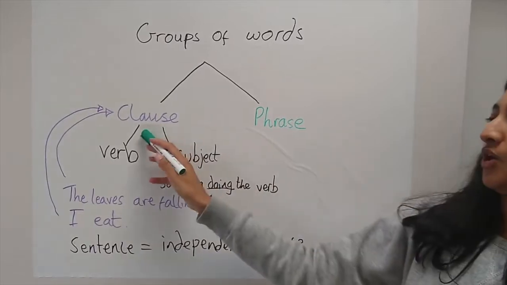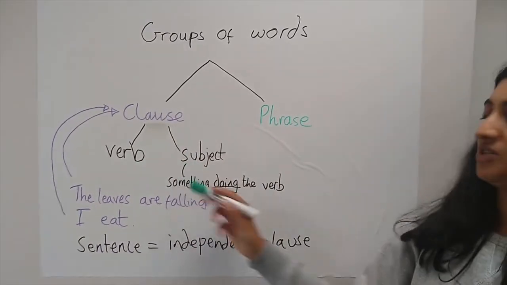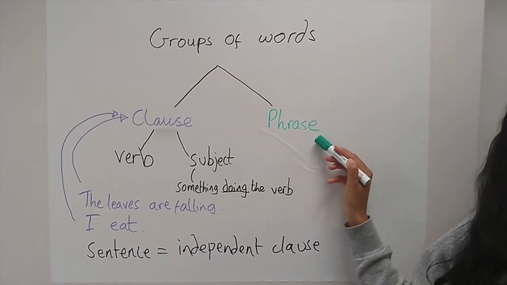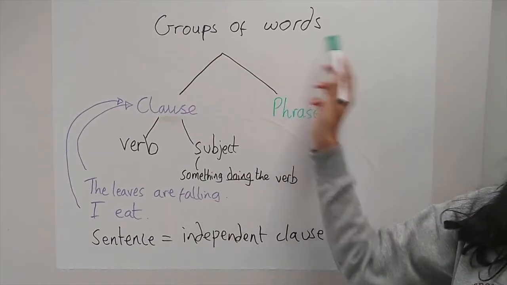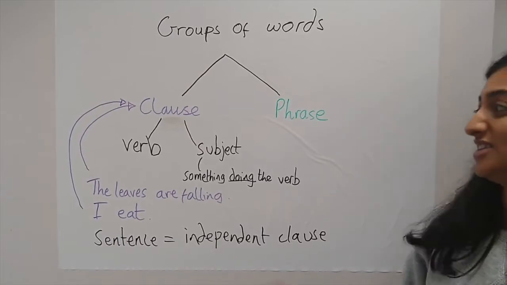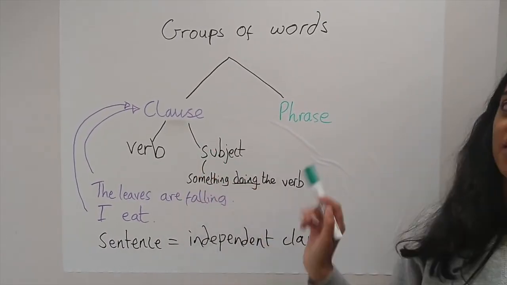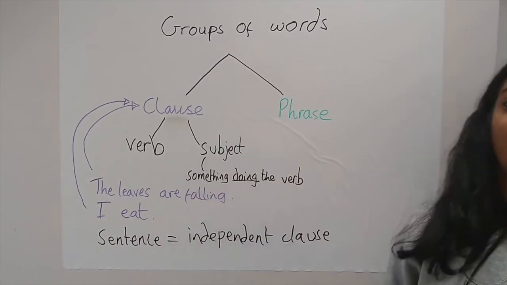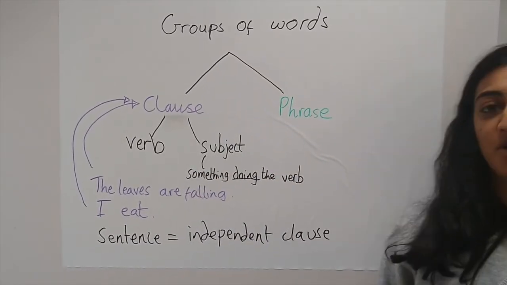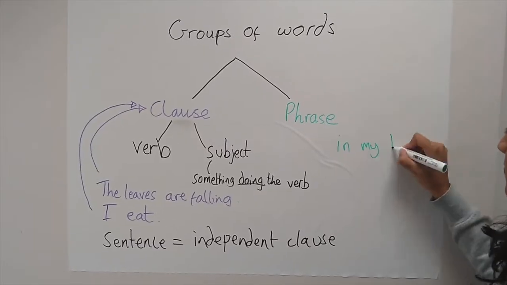So since we know that a clause has a verb and a subject, we now need to understand what a phrase is. It's very simple. A phrase is a group of words that work together that doesn't have a verb and a subject. So any collection of words that doesn't have a verb and a subject.